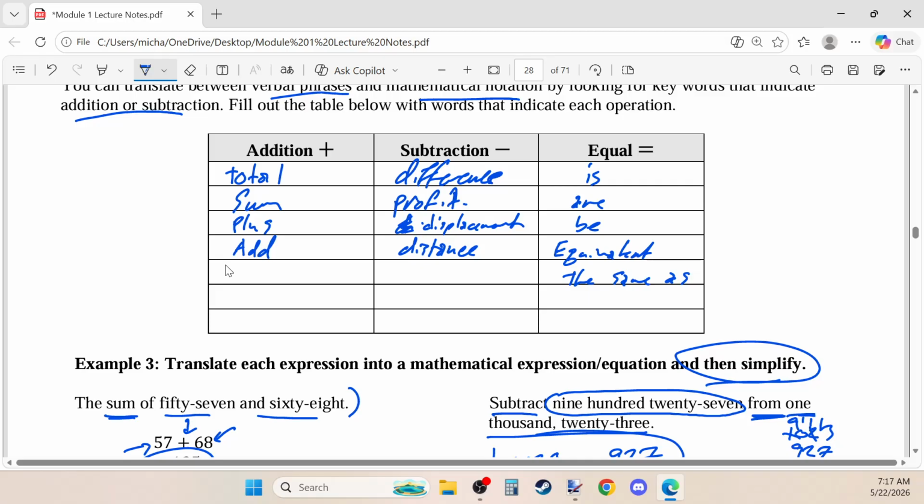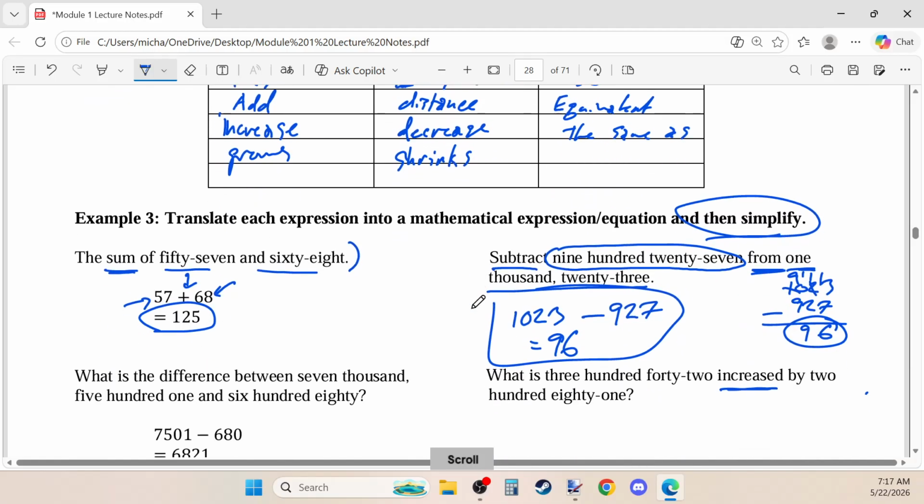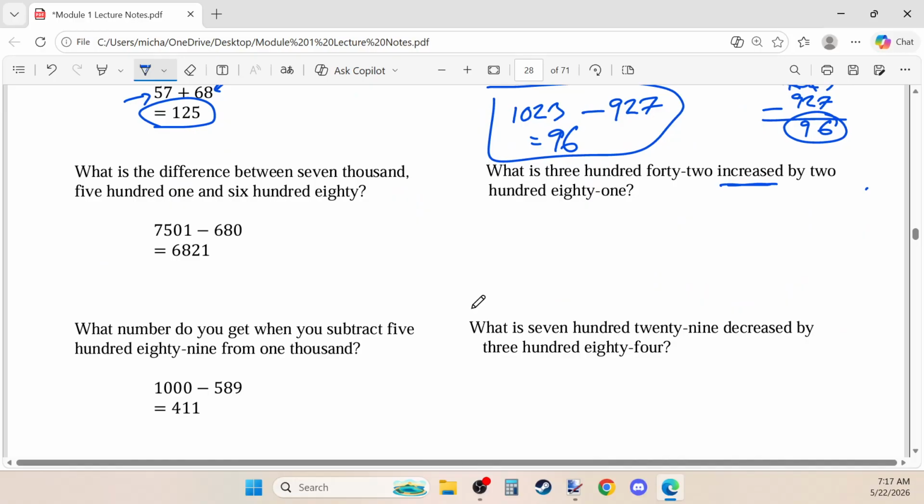There we go. So increase and grows, and decrease and shrinks. Those are all subtracting words and adding words. What is 342 increased by 281?